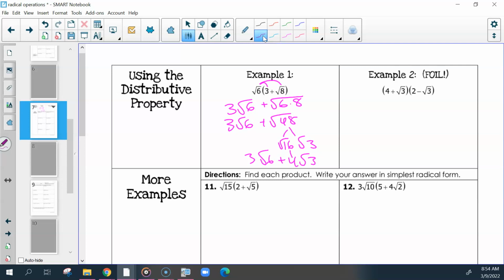Doesn't matter really which one you choose first, but I always go with the first one. And we're going to multiply that to everything in the second set of parentheses. So I'm just going to worry about that part first. We'll deal with the other part here in a second. So 4 times, basically we're doing this.